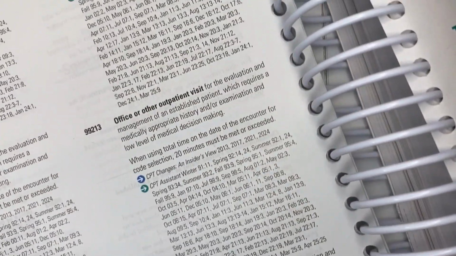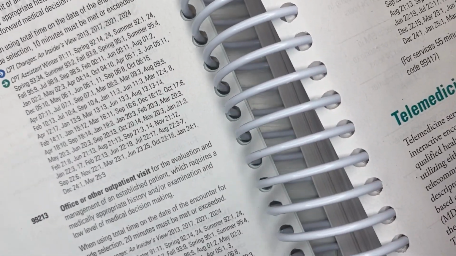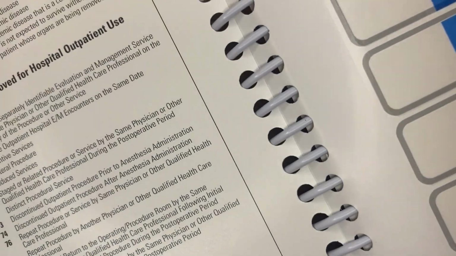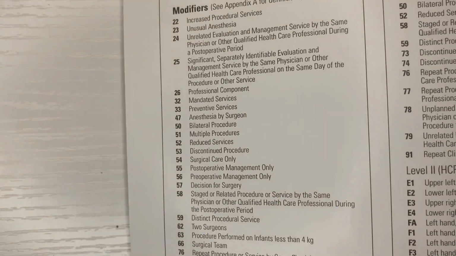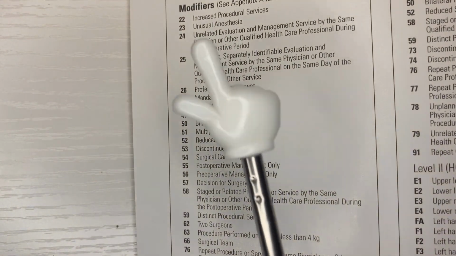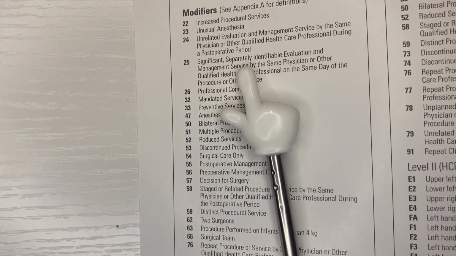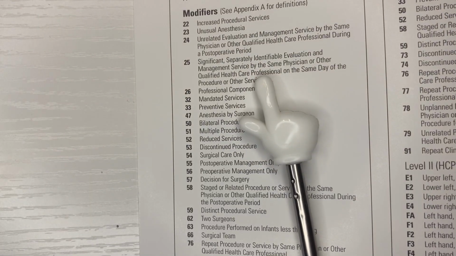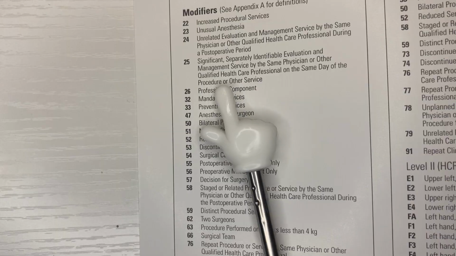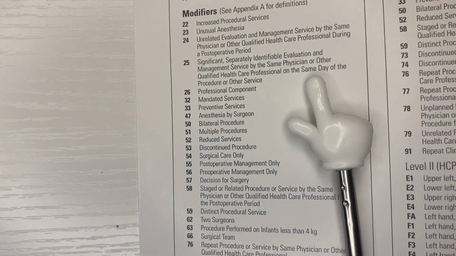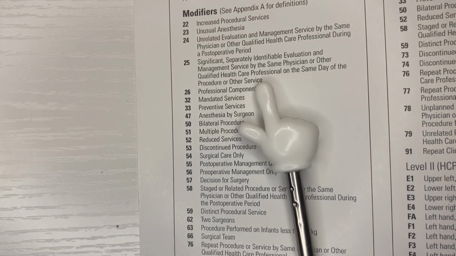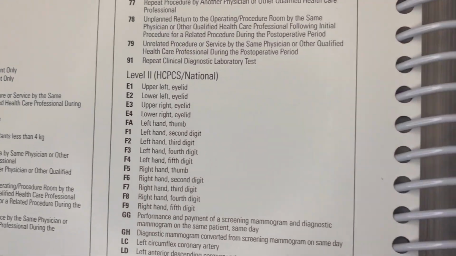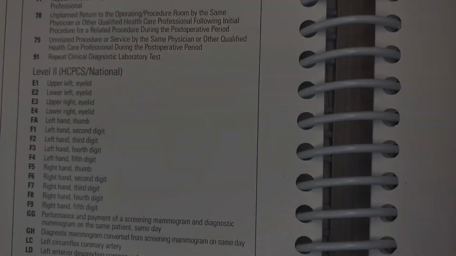And modifier 25, go to the front of the book, we look for modifier 25, and that is significant, separately identifiable evaluation and management services by the same physician or other qualified healthcare professional on the same day of the procedure or other services. So we will attach that modifier to our E&M code.